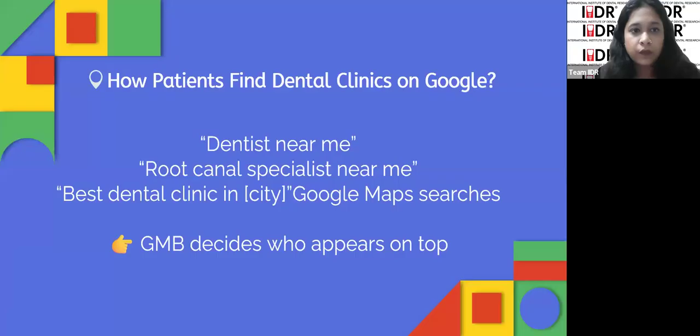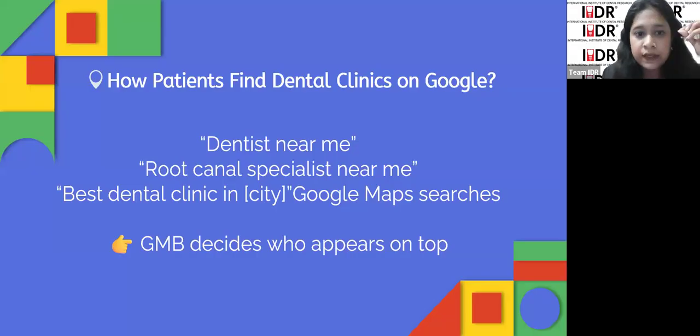Now, this explains how patients actually find dental clinics on Google. So what do most patients search by? Clinic name? Do they even know your clinic name? I don't think so. They search based on need and location. So what would their phrases be? Dentist near me, root canal specialist near me, best dental clinic in my city. Okay. These searches trigger local results and Google Map listings. So not websites or social media pages. Google does not show your website or social media page.